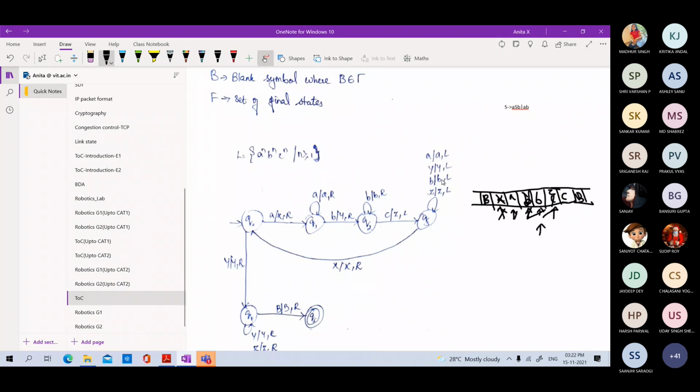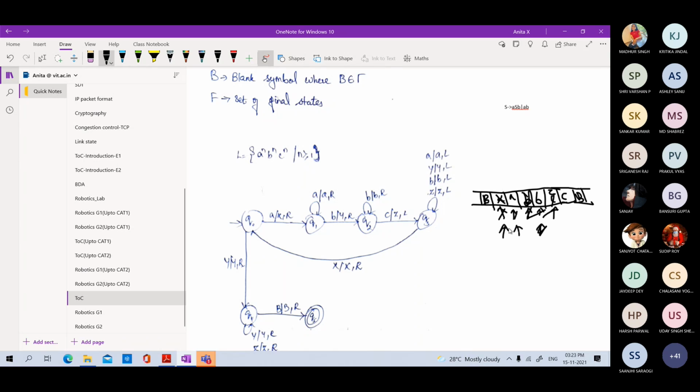If I encounter B, just move left. If I encounter Y, just move left. If I encounter A, just move left. Okay, like this I'll be in this position. I'll be reaching this particular position. Now what happens? I'm encountering a X. So what should I do? On encountering a X, I have to move my tape head towards the right side.